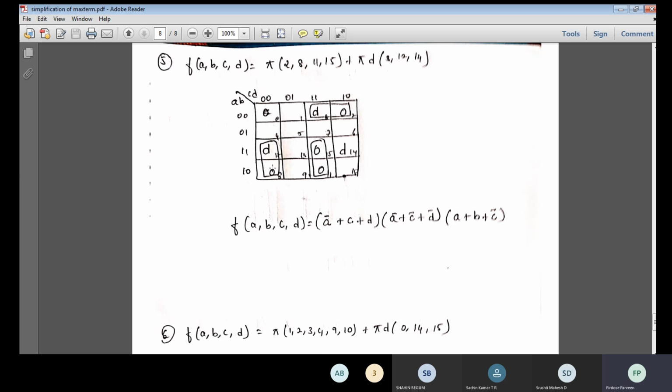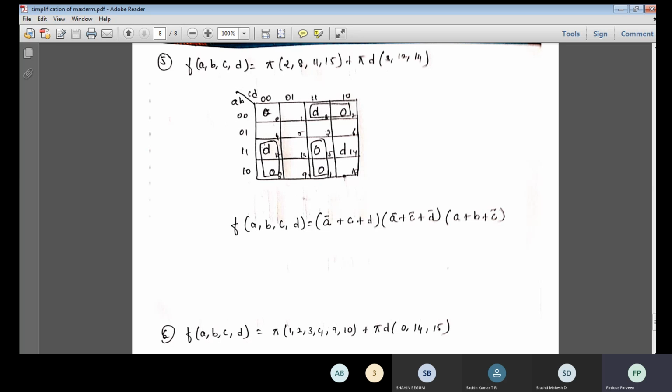So 8 and 12 I can group. Okay. And 11 and 15 I can group. 2 and 3 I can group. I'm using these don't care terms to get maximum cell grouping. Otherwise, I wouldn't have got 2 cell grouping over here. Only if I would have written only for 2, 8, 11, 15, then it is only 11 and 15 would have been 2 cell, and 0 is single, I would have grouped it. And 8 single, I would have grouped it. So don't care terms we are using to group so that we can get maximum cell grouping.